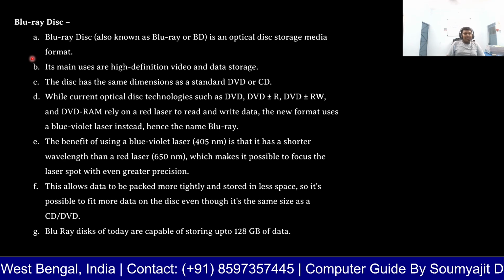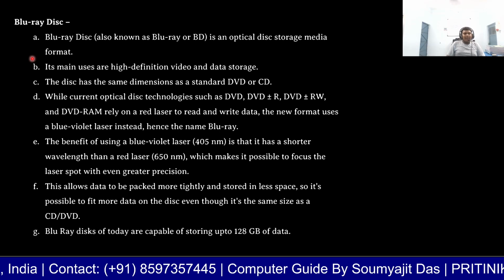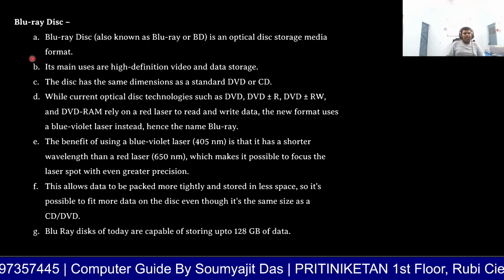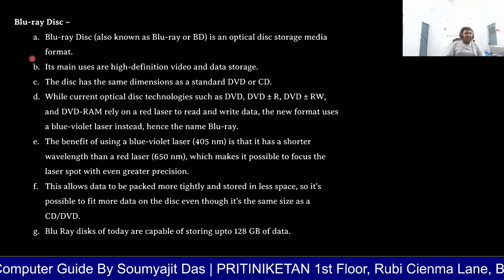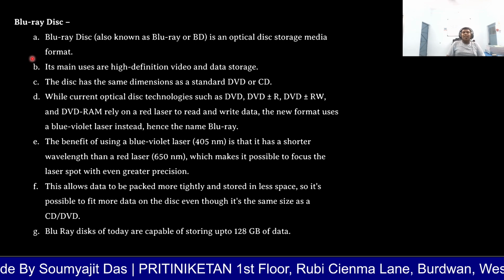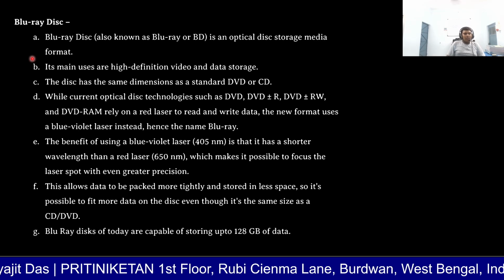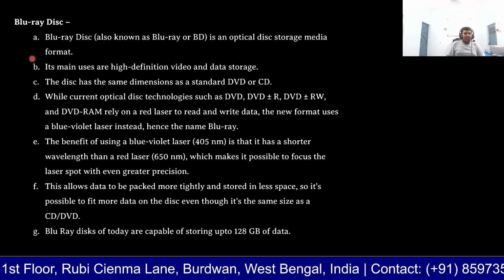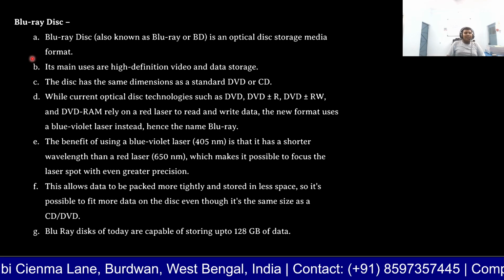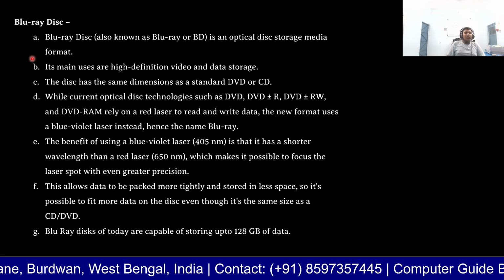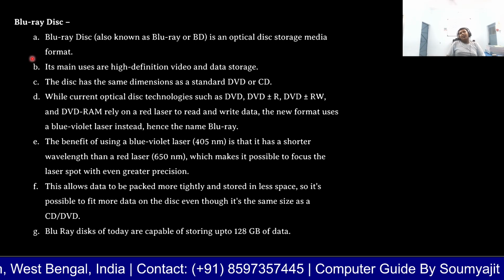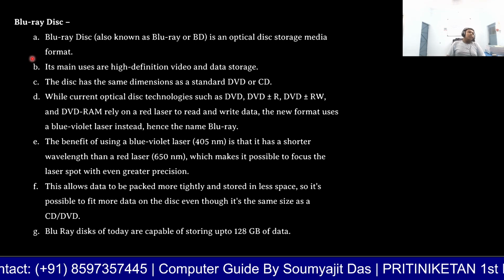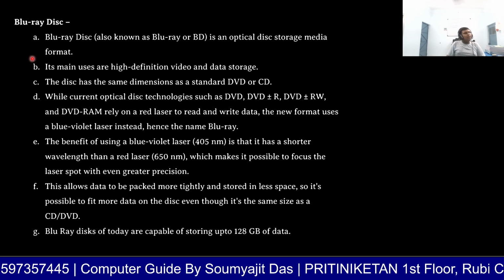While current optical disc technologies such as DVD, DVD plus minus R, DVD plus minus RW, and DVD-RAM rely on a red laser to read the written data, this new format uses a blue-violet laser instead, hence the name Blu-ray. The benefit is that the blue-violet laser, 405 nanometer, has a shorter wavelength than the red laser, which makes it possible to focus the laser spot with even greater precision. Let's say you have played games and you might see sometimes it gets stuck. So that's why games use Blu-ray discs.